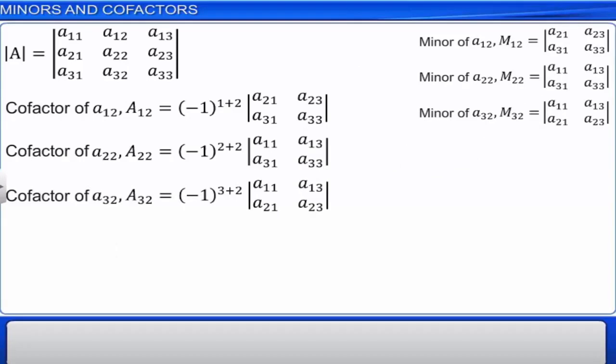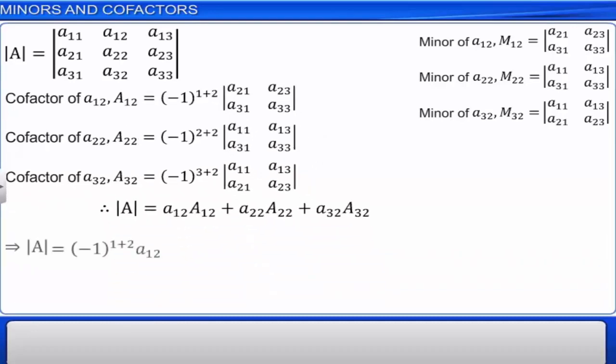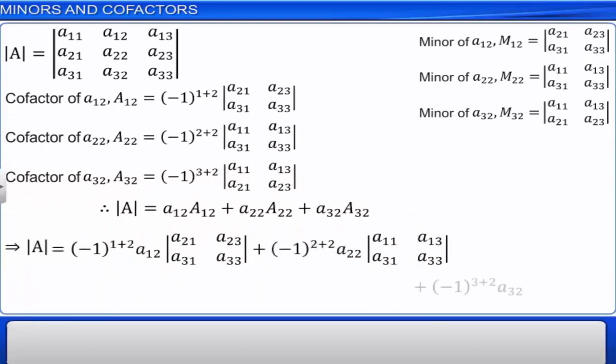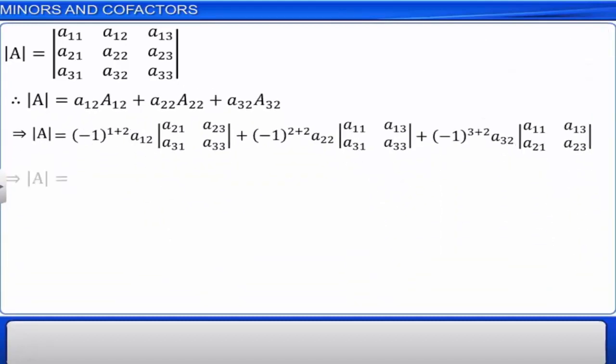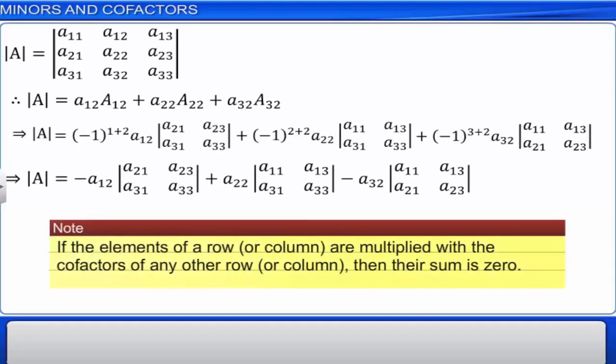Now, as per the definition, the determinant of matrix A is equal to the sum of the products of the elements of the second column with their corresponding cofactors. Substituting the values, and then simplifying, we get the determinant of A as shown. Note that if the elements of a row or column are multiplied with the cofactors of any other row or column, then their sum is 0.